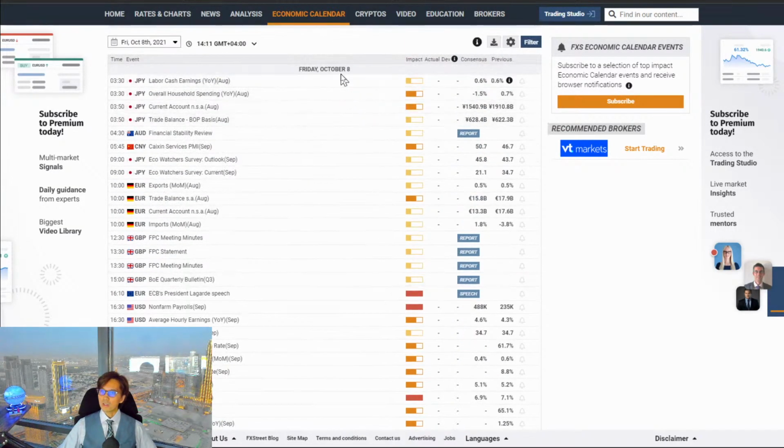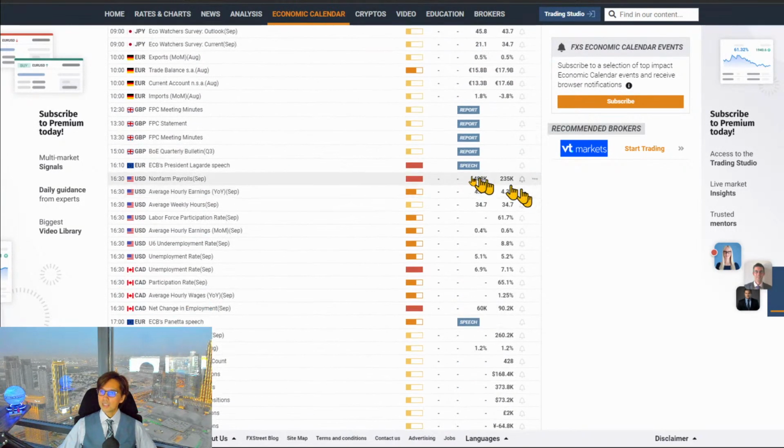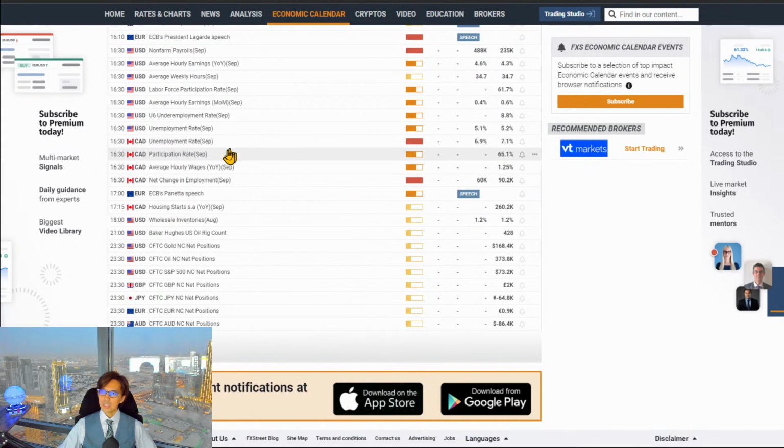So this is tomorrow, October 8th, and non-farm payrolls in the US at 16:30 UTC. And prior to that, there will be ECB President Lagarde's speech in euro. So these two currencies can be affected, and also there's a news in Canada, unemployment rate. So that could be affected by that news too.